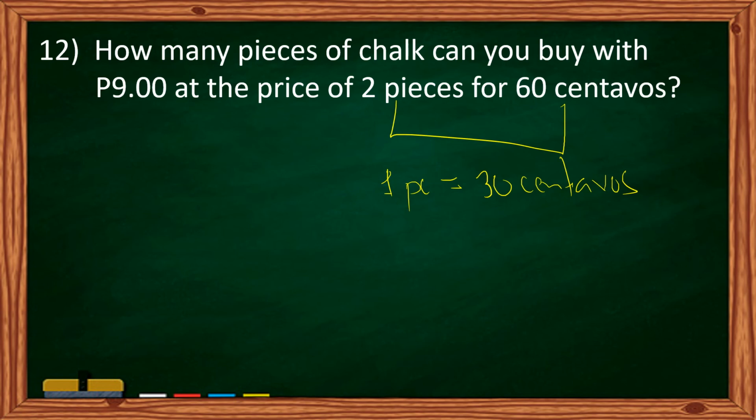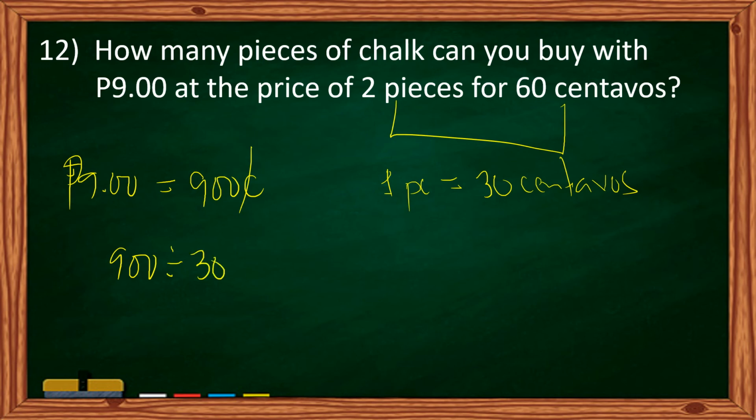But please take note that 9 pesos is equivalent to 900 centavos. So what we are going to do is just to divide 900 by 30. Okay, 900 centavos by 30 centavos to give you the number of pieces of chalk. And 900 divided by 30 is 30. So you are given 30 pieces of chalk. This is your final answer.